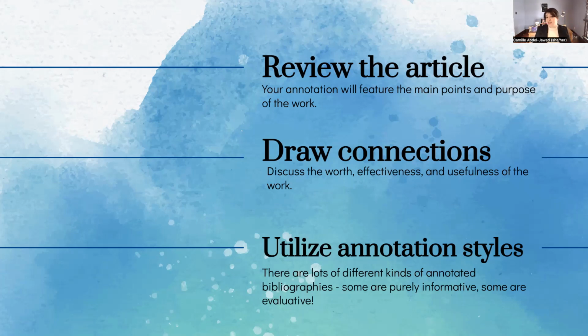Some kinds of annotations are just informative. This is what was said. This is the results of the study, and so on. And some are evaluative. They're more critical, right? So understanding, one, what kind of annotated bibliography do I need to write? And two, how can I effectively do that within my annotated bibliography?